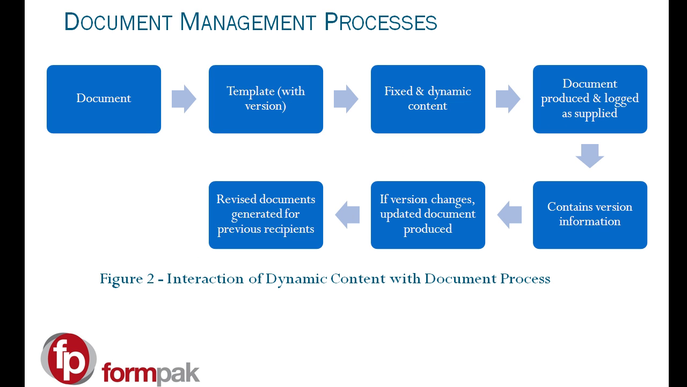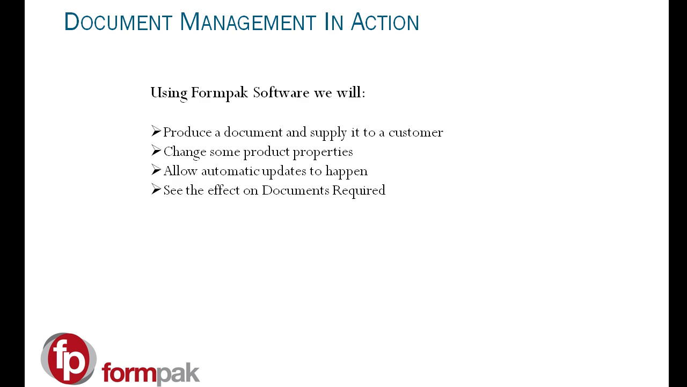Properties can form the dynamic content of a document. A document has a template with standard text and rules about the interaction with the dynamic content. Once a document has been produced in Formpak, the system tracks it. So when the properties of the product changes, documents can be automatically revised and flagged for resupply to previous recipients. Let's see how this works in practice by looking at the software.